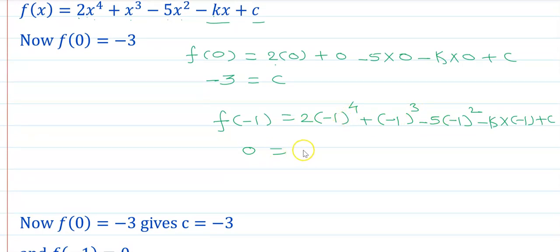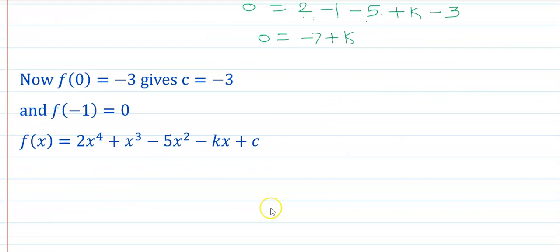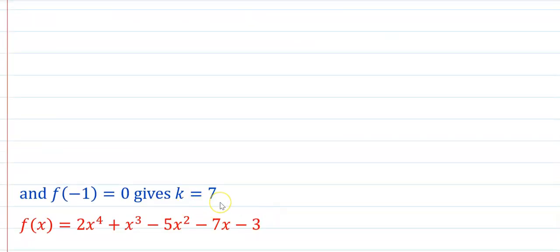2 into minus 1 raised to 4. Overall, this is 2. Minus 1 raised to 3 means what? It is minus 1. Minus 5 into minus 1 square means what? 1. It is minus 5. Now here minus and minus become plus k. The value of c is minus 3. And overall, this is 0, 2, minus 1, 1, 1 minus 5, minus 4, minus 4 and minus 3, minus 7. Minus 7 plus k, and hence k is equal to 7. The value of k is 7.